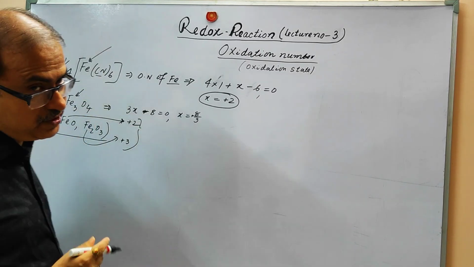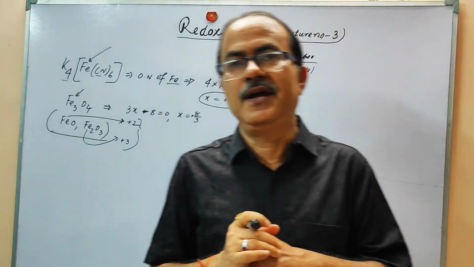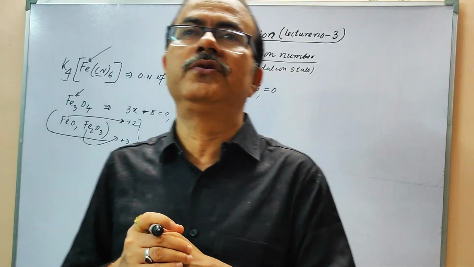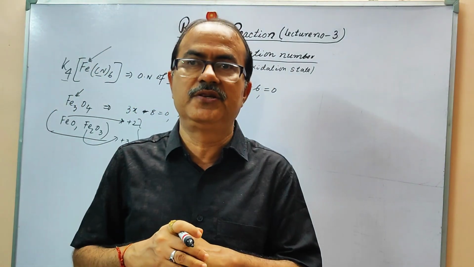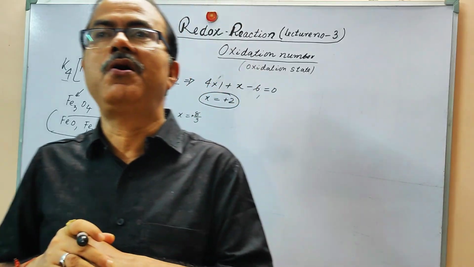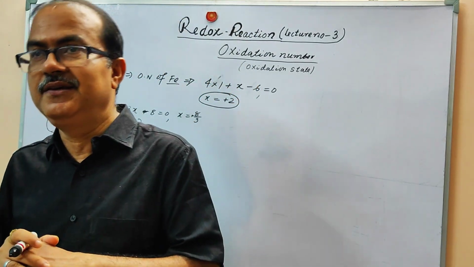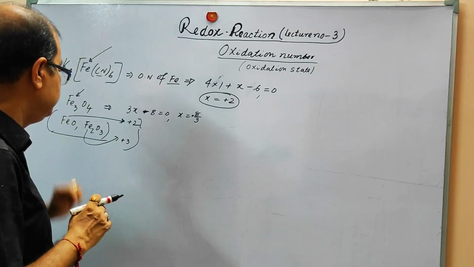So this type of question may come. You have to answer it: find out the oxidation number of the Fe in this compound. Is it the same or is it different? Then you have to know that it will be different, and it will be this.